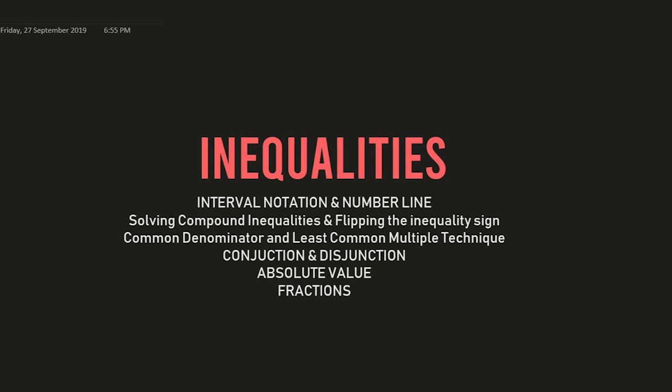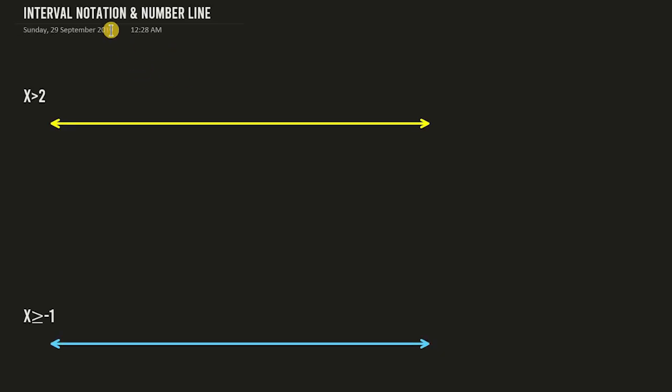Okay, first, let's try to delve on interval notation and number line. Interval notation, yun yung may parenthesis, bracket. Number line, as usual, yung number line na ganito. So how will we show the result of x is greater than 2 using interval notation and number line?